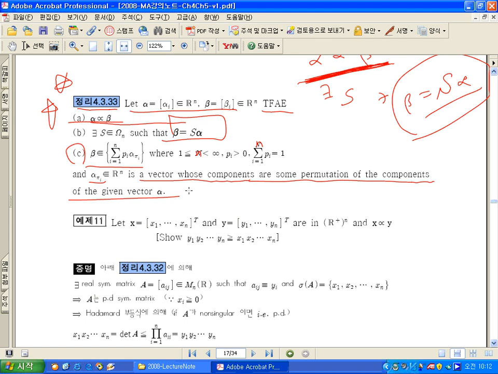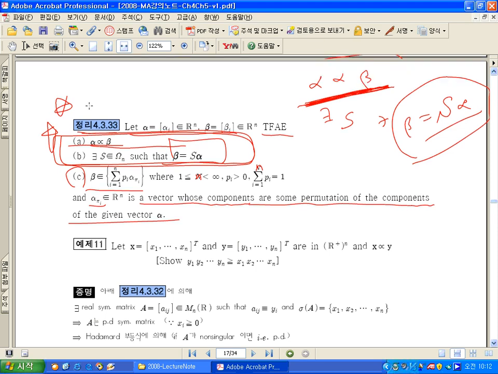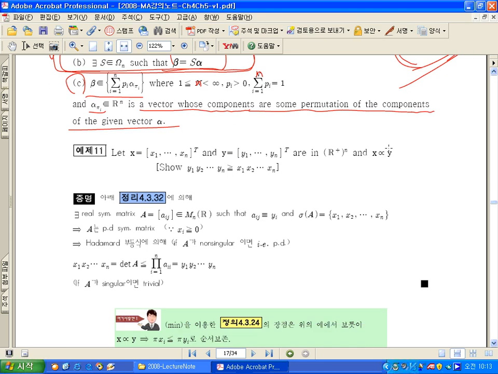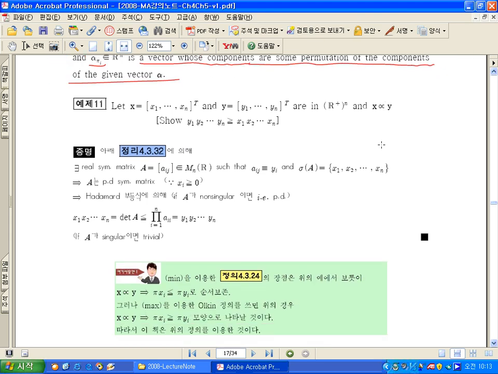In here, the important part is that when you have a relationship of majorization, then you can always replace one with the other with a doubly stochastic matrix. Then it will make the process much easier when you continue your argument.